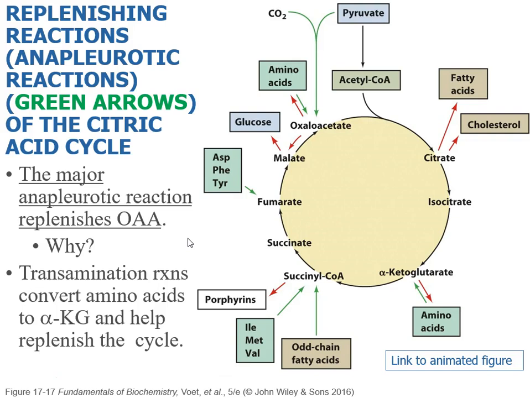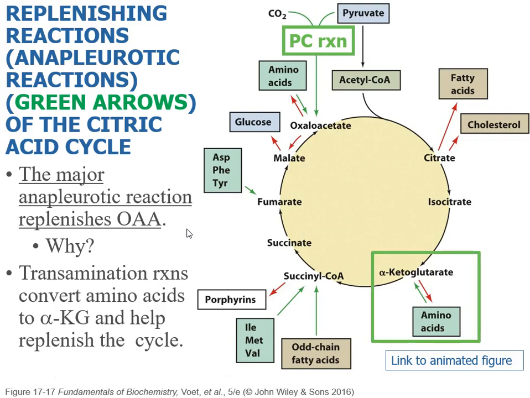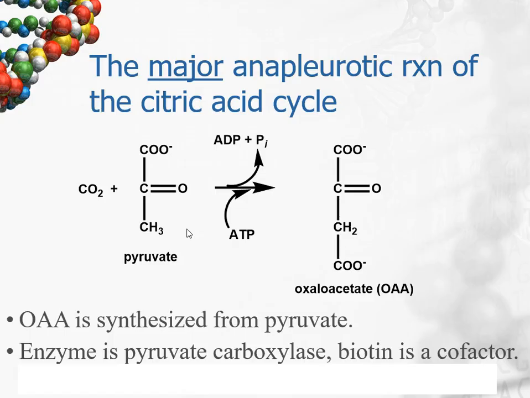So it's really important to replenish OAA so that the first step can happen, so that the rest of the steps can happen. So that's the pyruvate carboxylase reaction. Let's look at that in more detail in the next slide. I have boxed in green here my other reactions that produce other intermediates for the cycle. Okay, so let's look at the pyruvate carboxylase reaction.